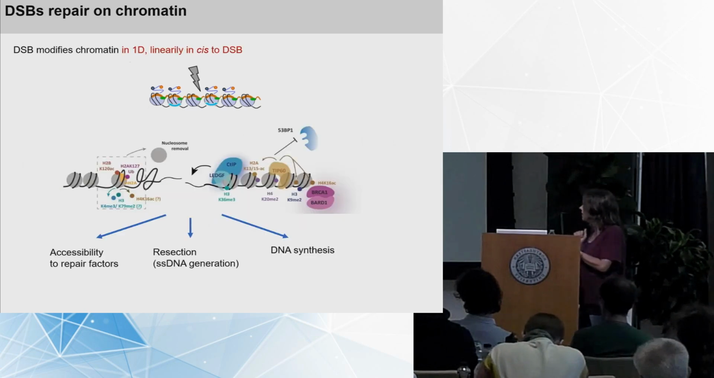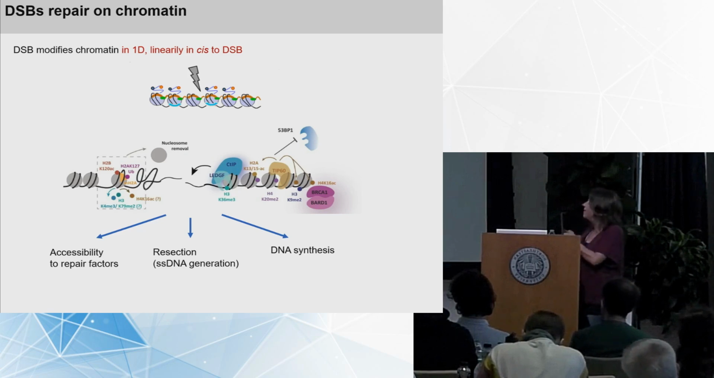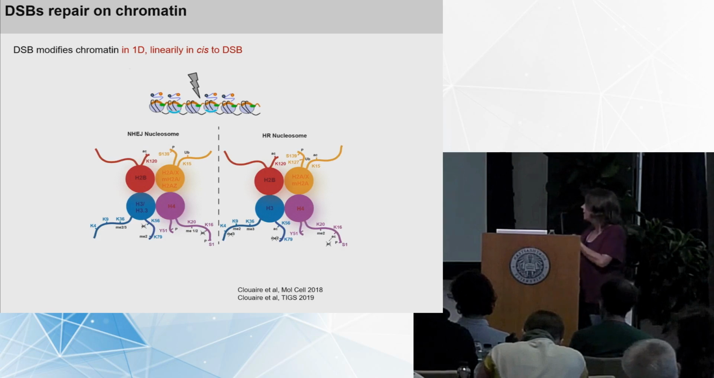So, as I just said, around the DSBs, we know that there are a number of chromatin processes that will take place and that will favor nucleosome removal in order to promote the accessibility of repair factors, the resection process, and the DNA synthesis. There is a plethora of histone modifications, histone modifiers, and nucleosome remodelers that will act at each DSB. What we figured out a few years ago is that we can determine histone modifications that will be associated either with non-homologous end joining or with homologous recombination repair. So there is a kind of specific repair pathway histone code.